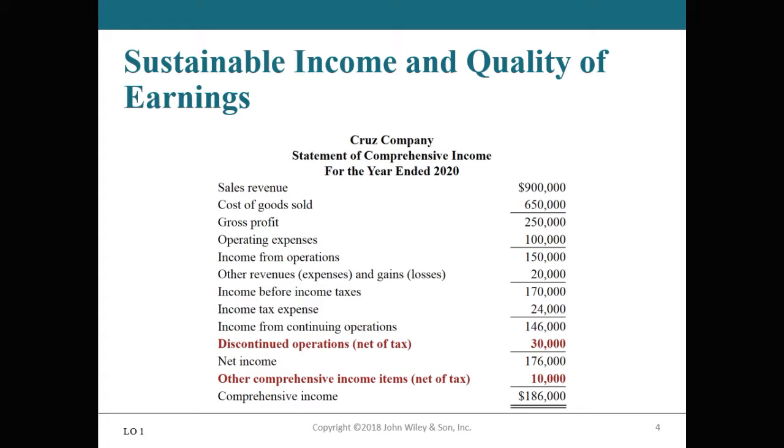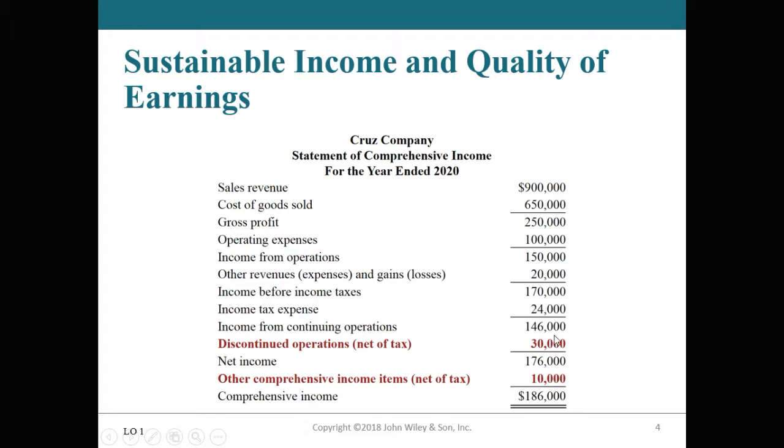So here we have the statement of comprehensive income. As you can see, we have sales revenue, all of our normal expenses, so on and so forth, to give us income from operations. This is other revenues and expenses. This is our income before taxes, our income tax expense, and then our income from continuing operations. So what we can expect here is $146,000 from continuing operations.